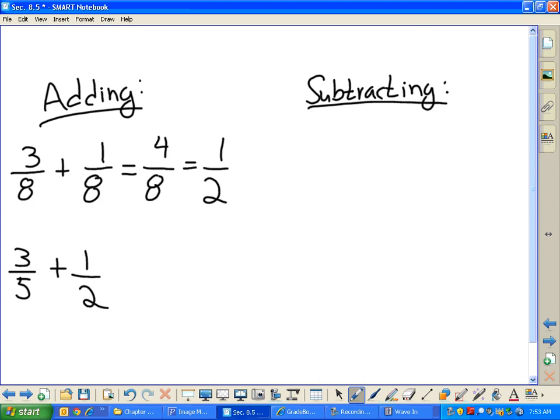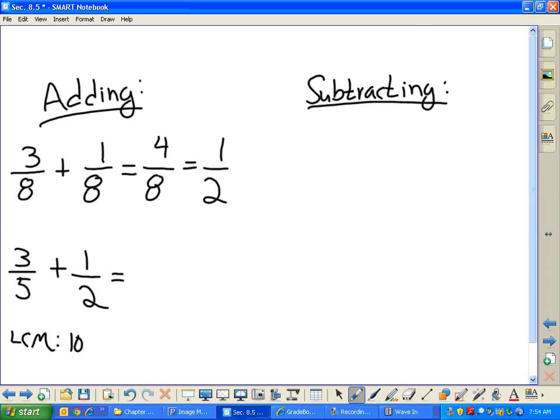Do you remember what you have to do first in order to add these fractions together? Good, Molly. You have to get a common denominator, right? In other words, an LCM or an LCD, just like you found on your assignment from last night. What is the least common multiple for 5 and 2? Good, Patience. It is 10. Yeah, that's the smallest number they both go into.